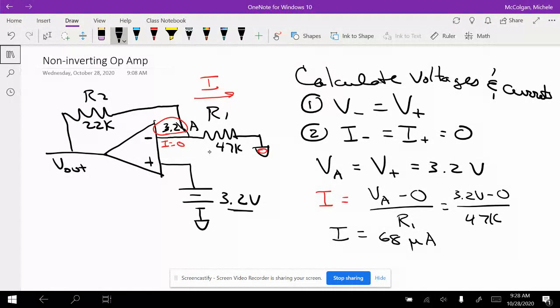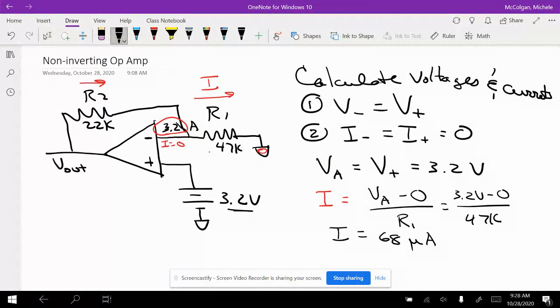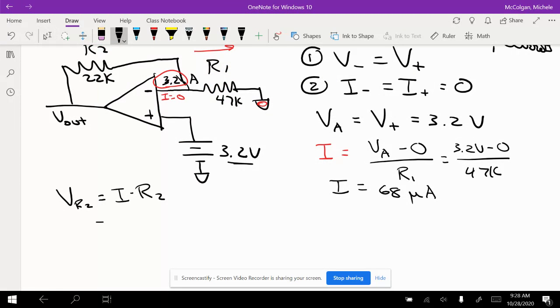So if that's true across R1, then that's going to also be true across R2. So if we want to calculate the voltage drop across R2, we can say the voltage drop across R2 is going to equal the current times the resistance of R2. So that's going to equal 68 microamps times 22K, and that will equal 1.5 volts.